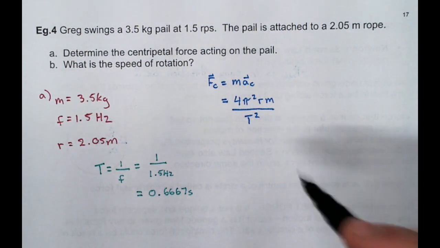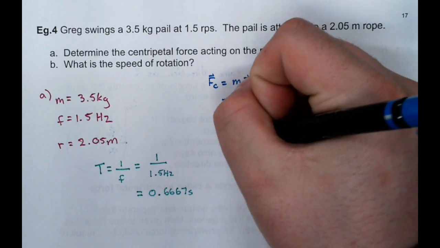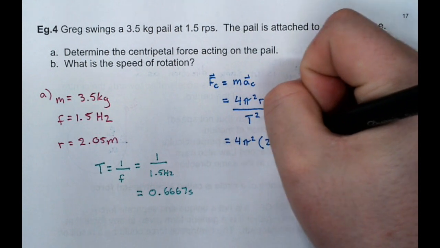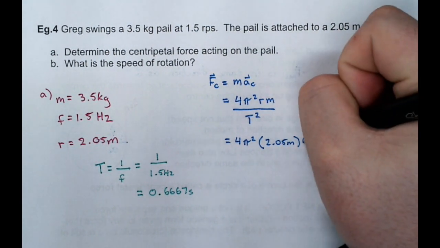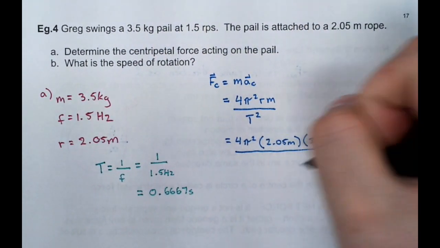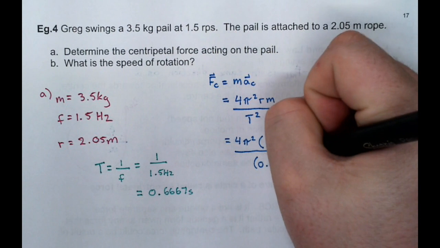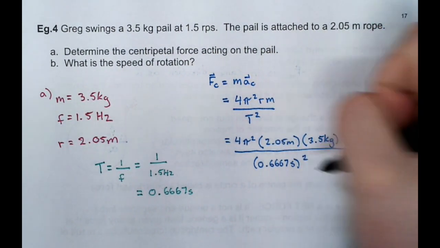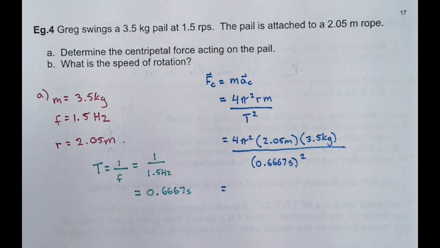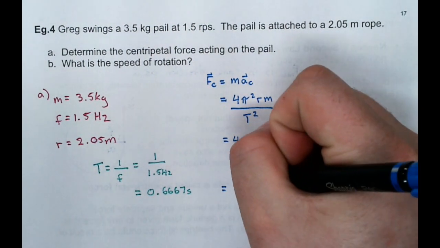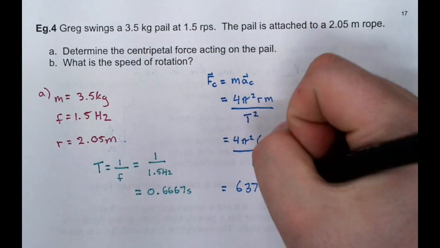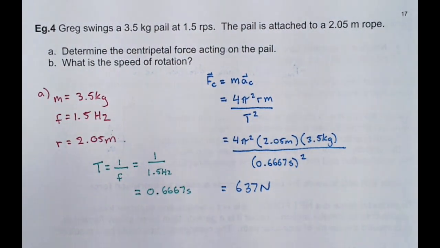So now we have all the information we need to plug into the formula. 4 pi squared times the radius, 2.05 meters, times the mass, 3.5 kilograms, divided by the period, 0.6667 seconds squared. When you plug that all in, you're going to get a centripetal force of 637. Again, since it's a force, our units are going to be newtons.